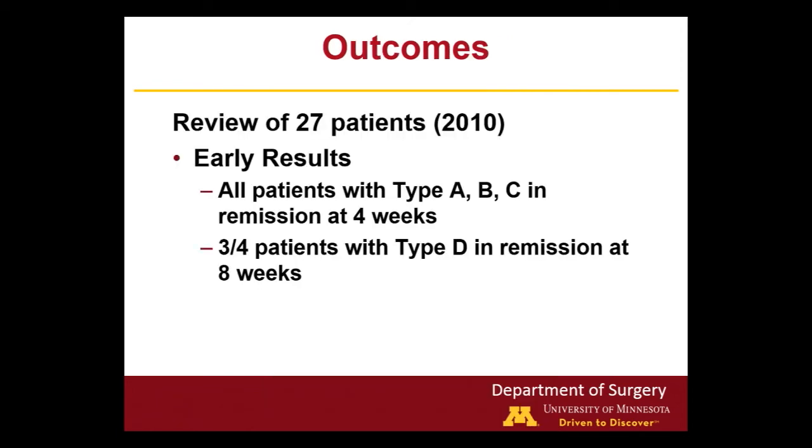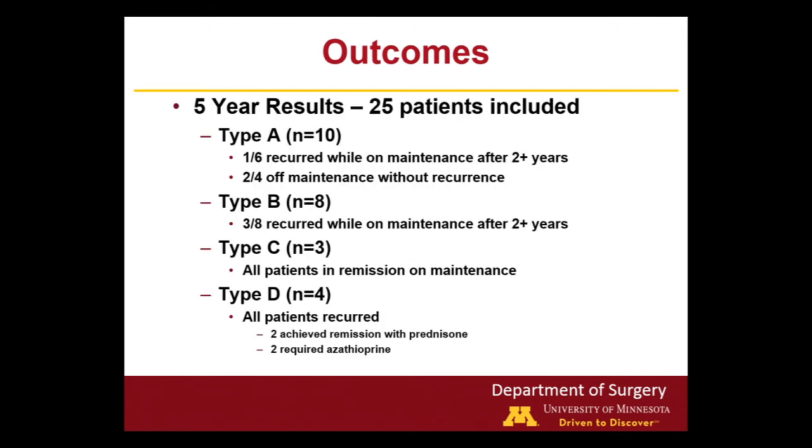Outcomes. As you can see, with only 27 patients, there's not great data in terms of what the actual outcomes are. This one paper looked at patients who were treated following the algorithm that I just showed you with the 4 different types. So all patients with type A, B, and C had remission at 4 weeks with mesalamine or steroids based on whether they were A, B, or C. In type D, of the 4 patients, 3 of them were in remission at 8 weeks, and 1 did require escalation.